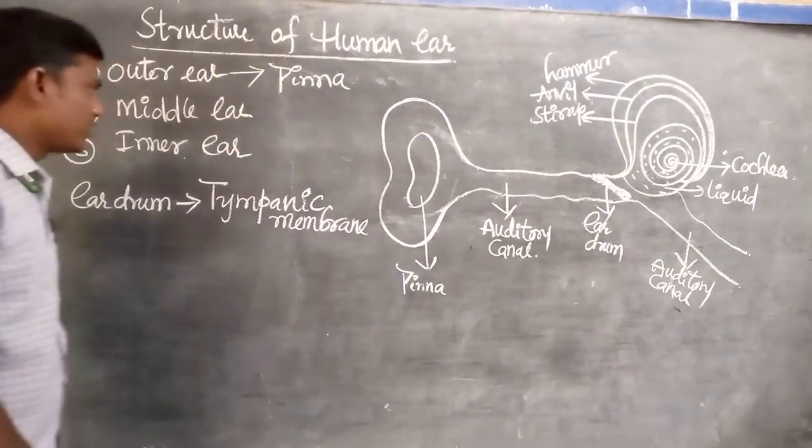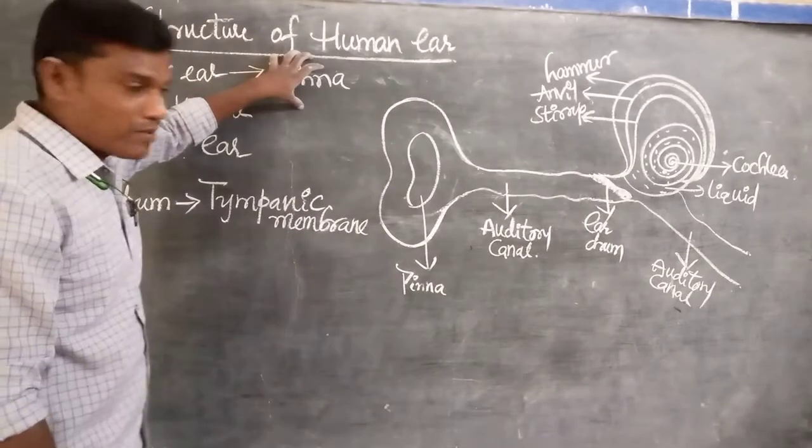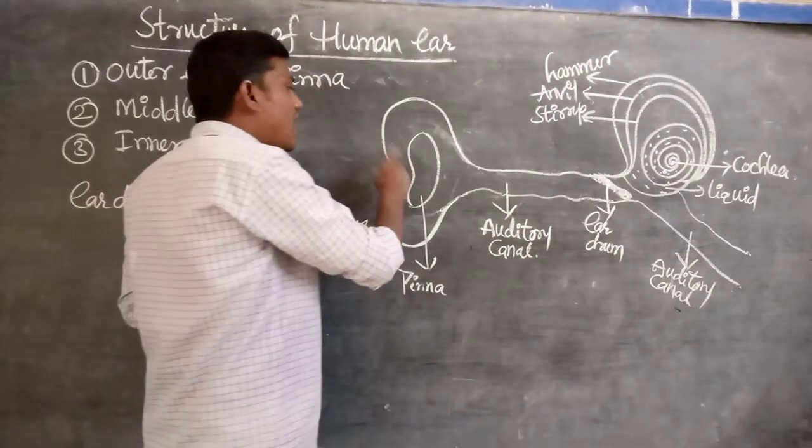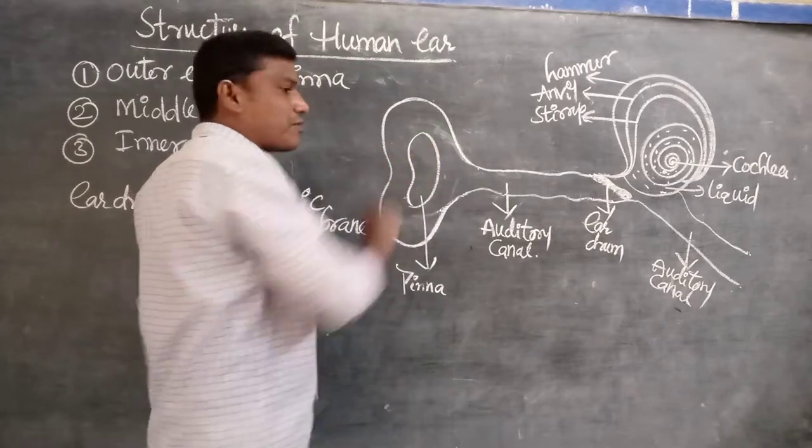Listen very carefully. The outer ear is called the pinna. It collects the sound signals from the surrounding area.